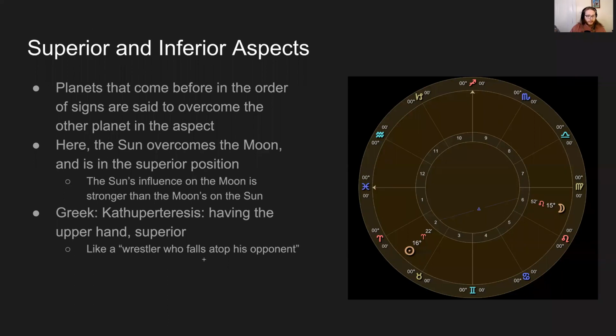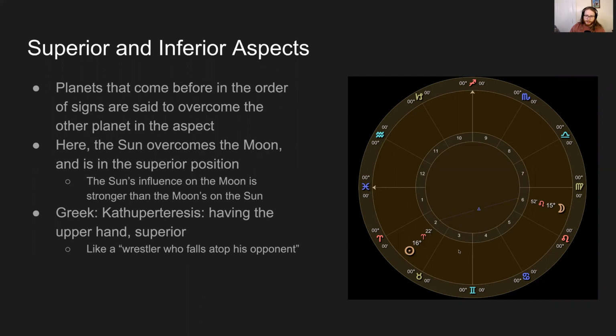And I think it was Schmidt who said this. I can't remember who I quoted this from. I think it was Robert Schmidt who said it's a wrestler who falls atop his opponent. And so it becomes especially relevant when planets are square to each other, where they have this really dominant relationship. With the trine, it's a little bit less violent, maybe.